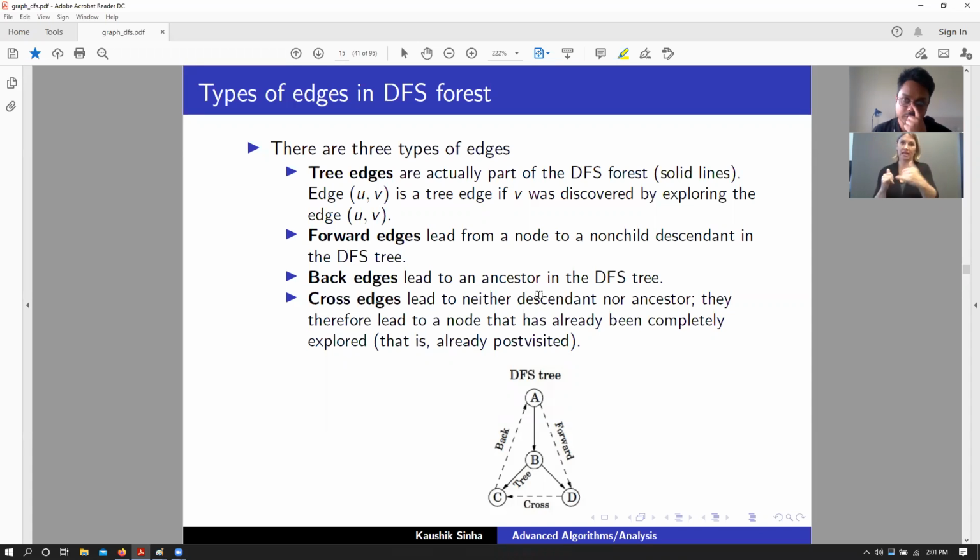Right? A forward edge is defined, in your tree, as an edge that starts from a parent and goes to a child or descendant, right? Okay.